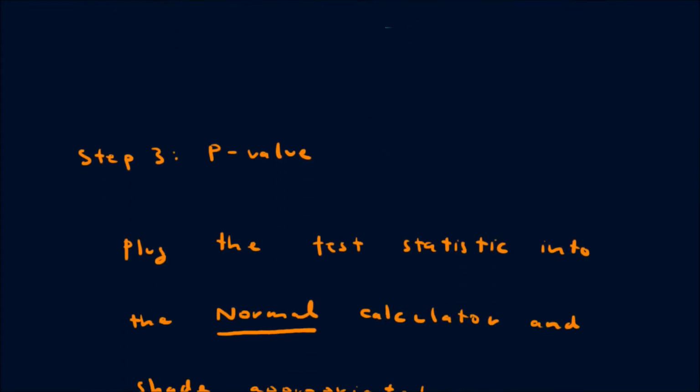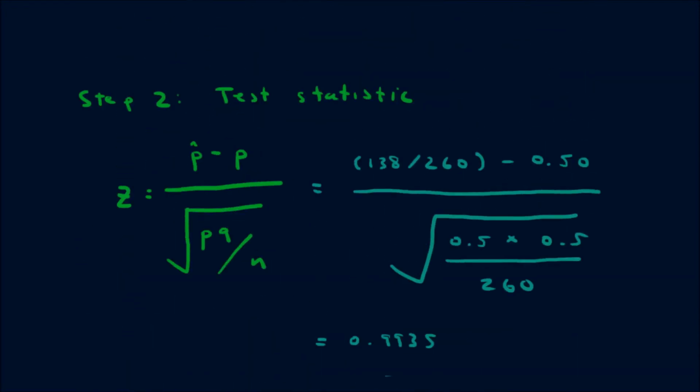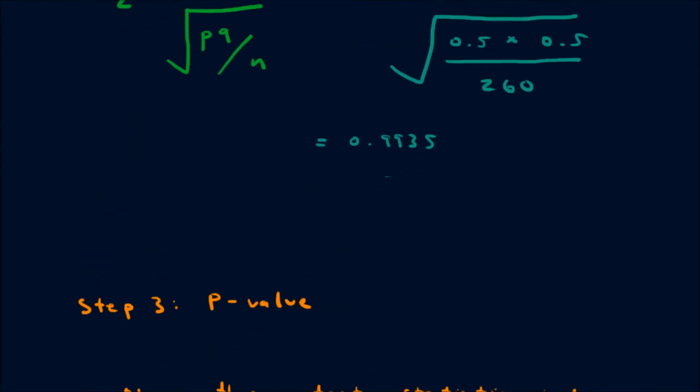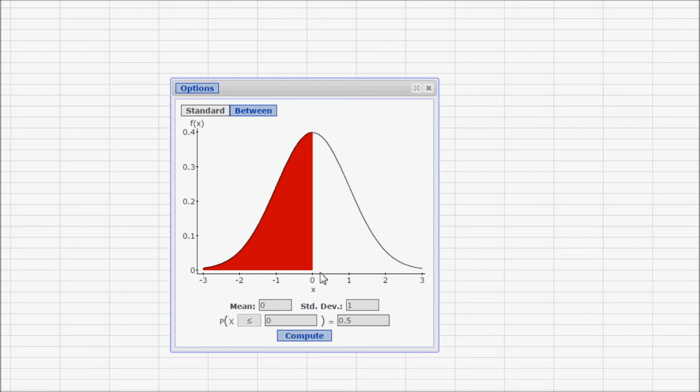Next step would be to calculate the p-value, and to do this you would plug the test statistic into the normal calculator, not the t calculator, for proportions, and then shade appropriately. Deciding which direction to shade, I guess there are a few ways you could do this. I think the best way is usually looking at your alternative hypothesis. If it uses a greater than sign, you would shade to the right. If it uses a less than sign, you would shade to the left. If it uses a not equal to sign, then I think you want to shade in the normal calculator such that the red tail is the smaller red tail.